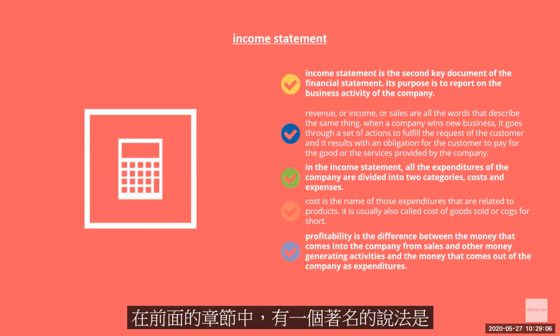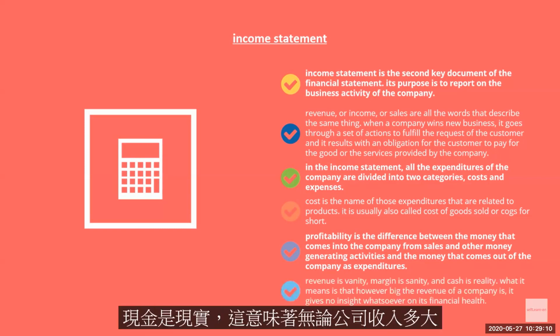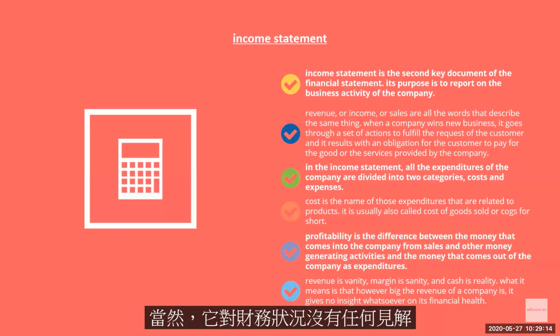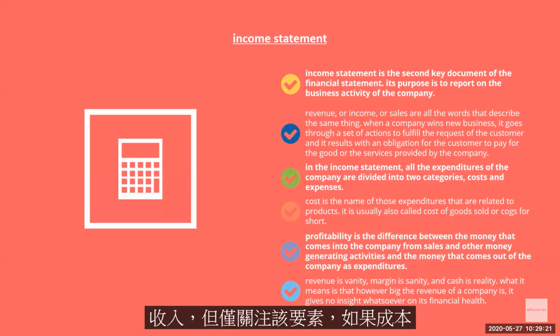There's a famous saying that goes like this: revenue is vanity, margin is sanity, and cash is reality. What it means is that however big the revenue of a company is, it gives no insight whatsoever on its financial health. Of course, it's impressive to be able to generate millions or billions of dollars in revenue, but focusing only on that element is a dangerous game.